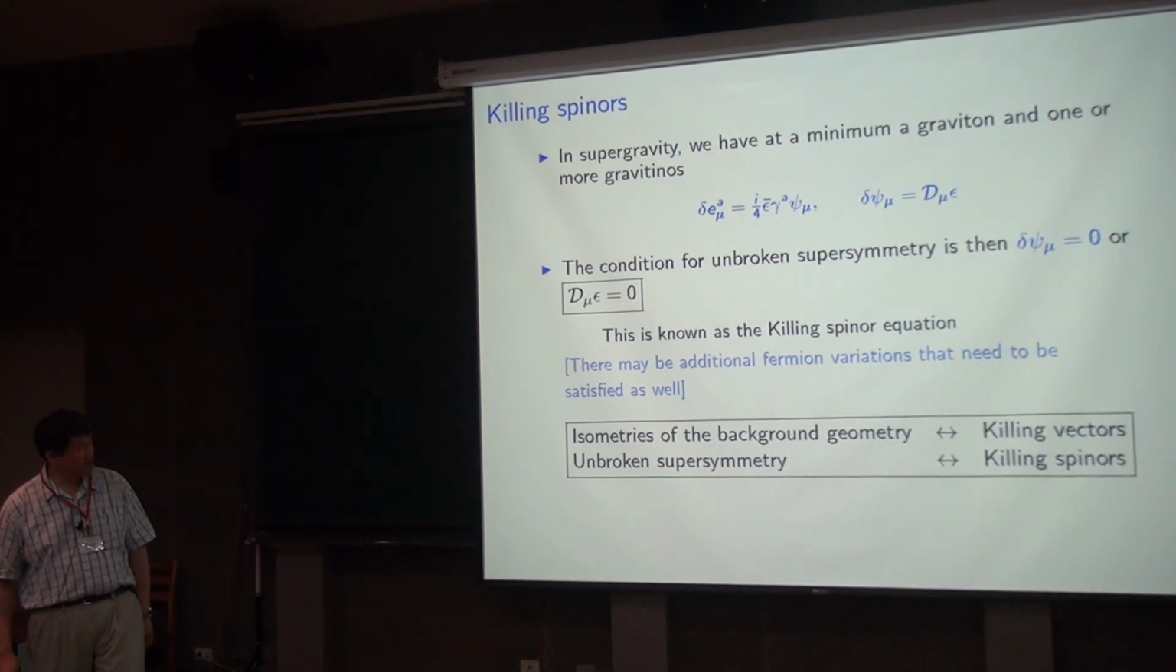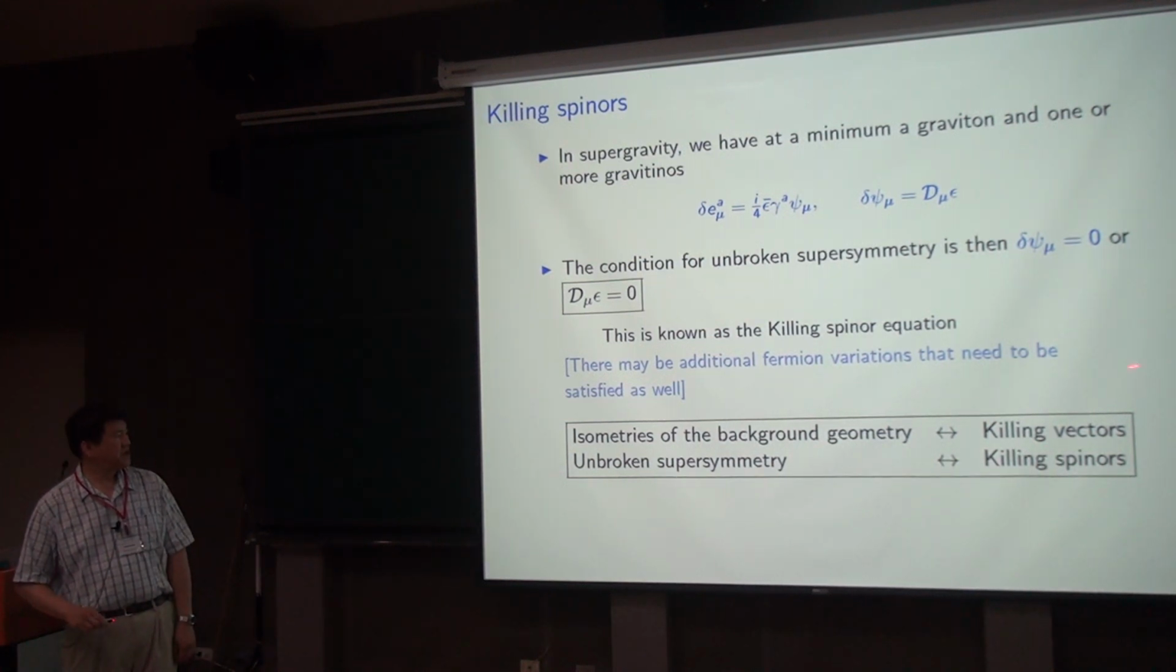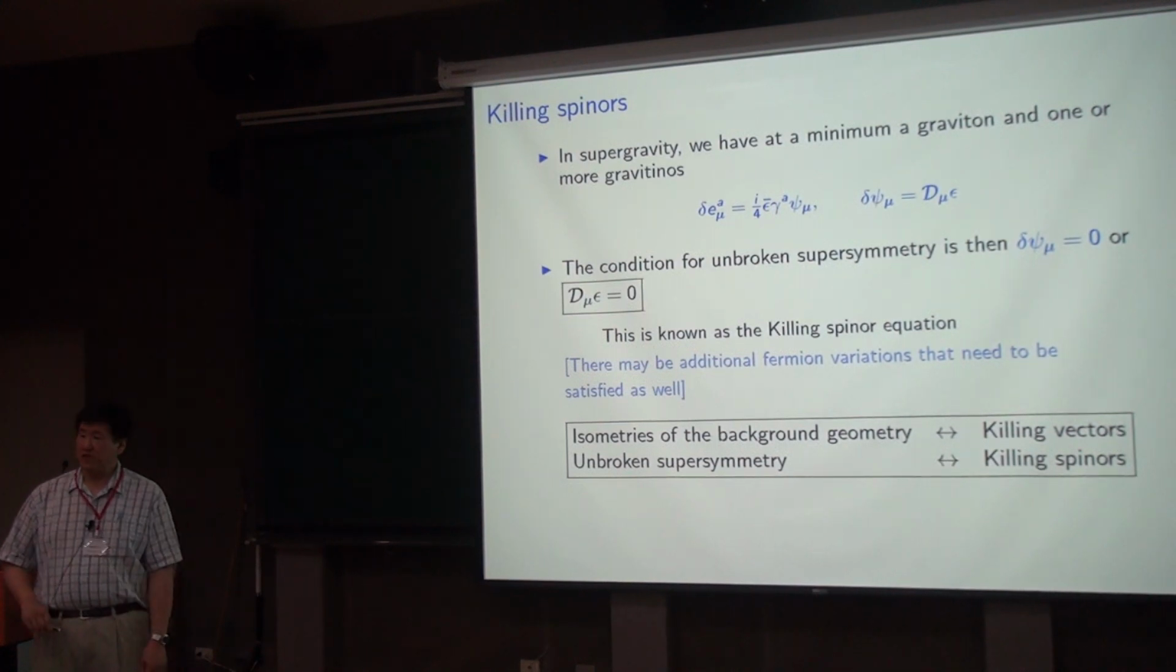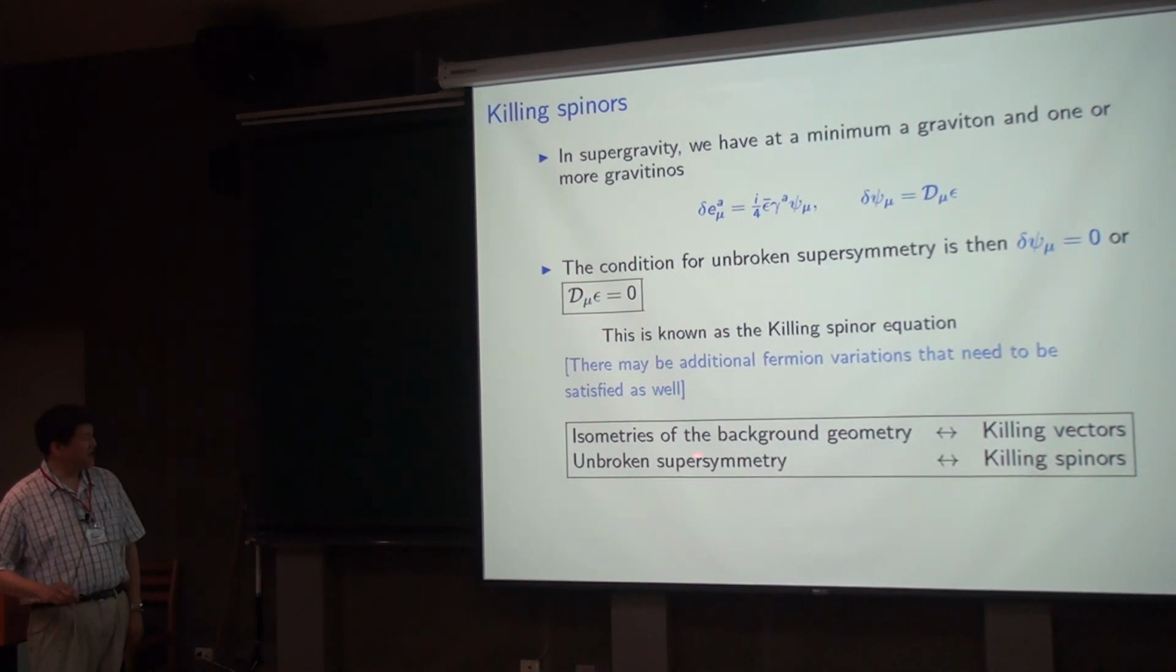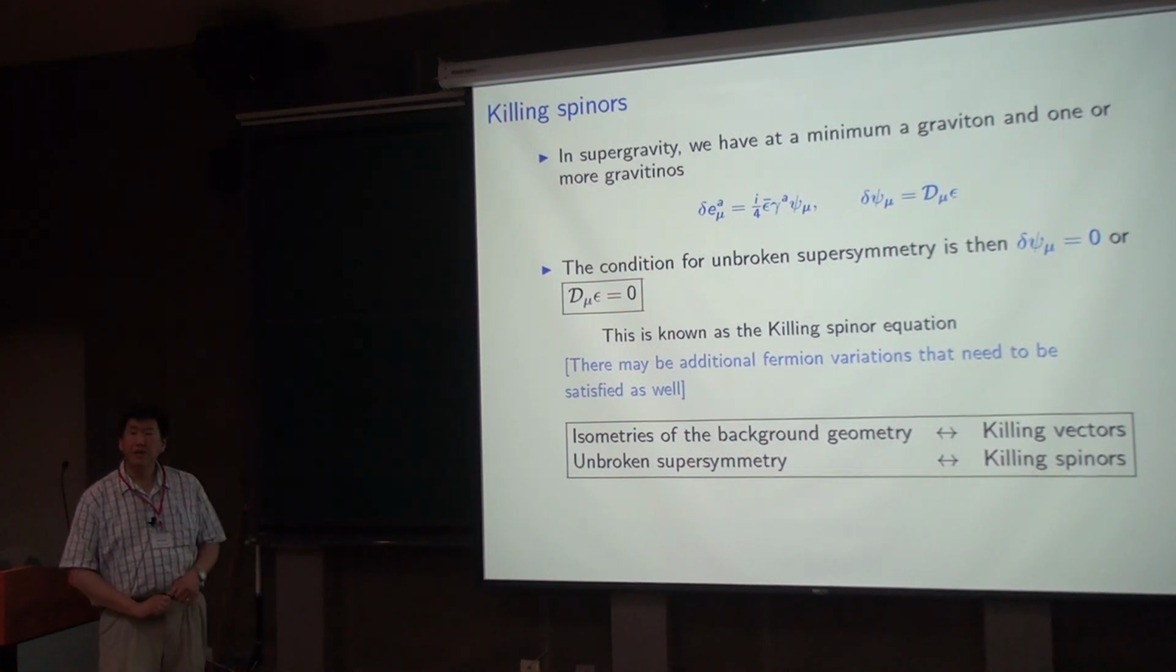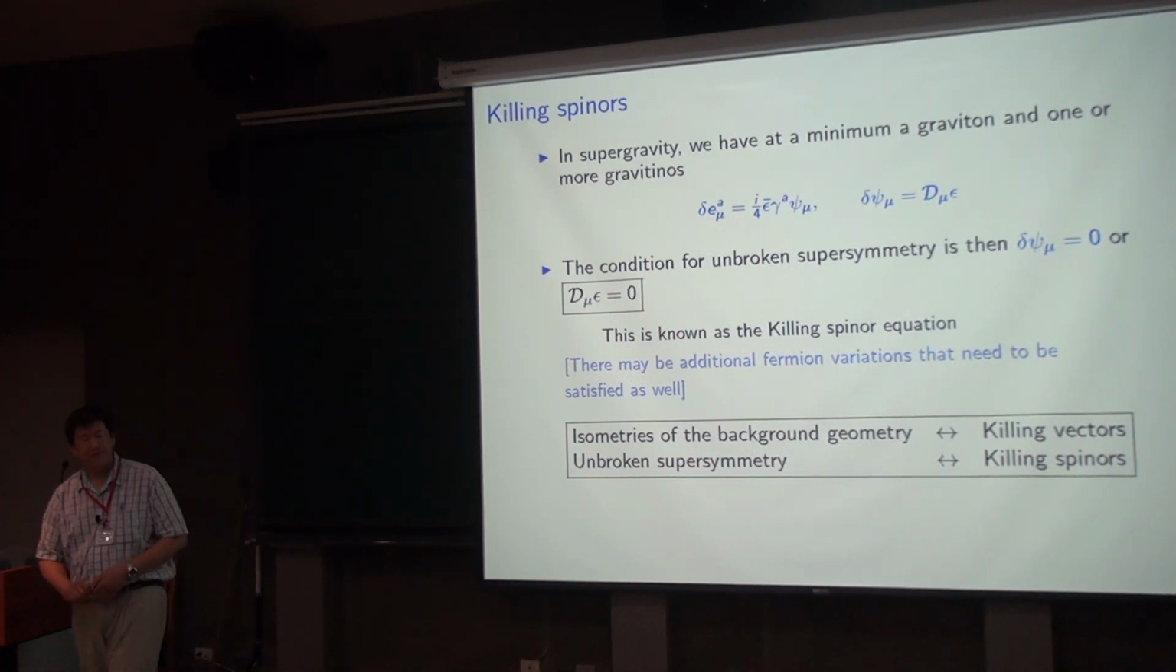And so if you remember the idea of a Killing vector, the isometries of my internal manifold are related to Killing vectors, and now I'm just going to say the supersymmetries of my internal manifold are related to the existence of Killing spinors.